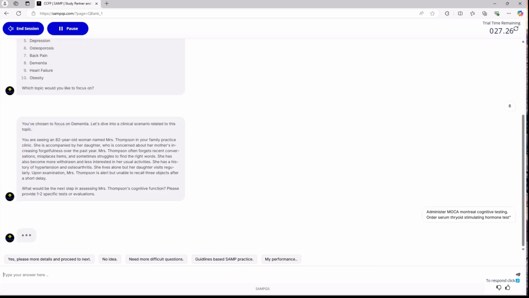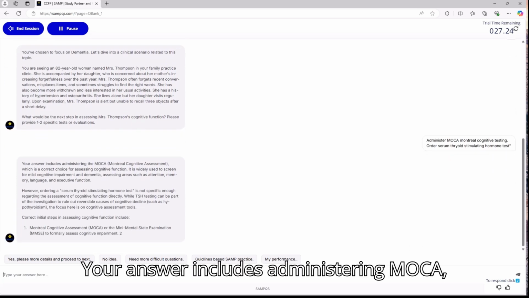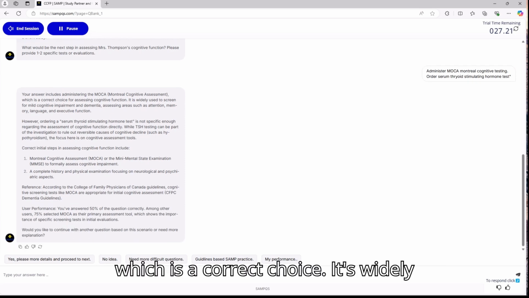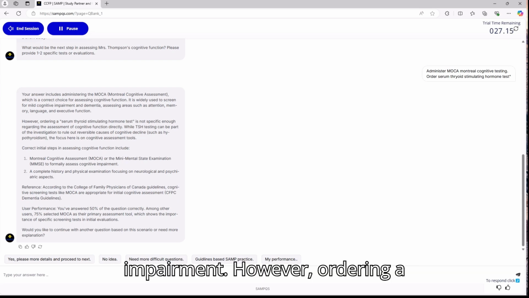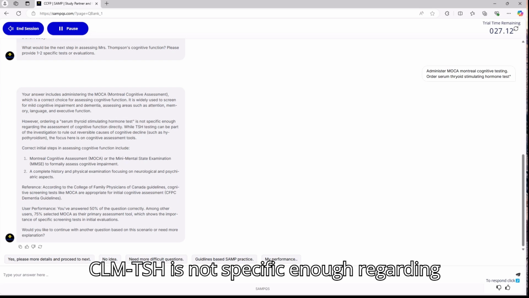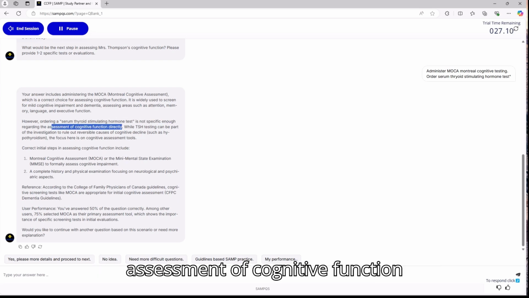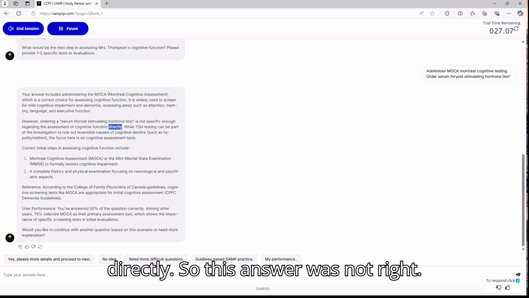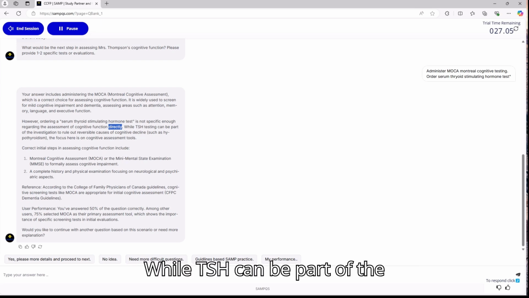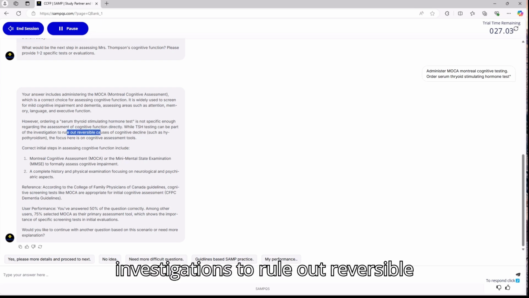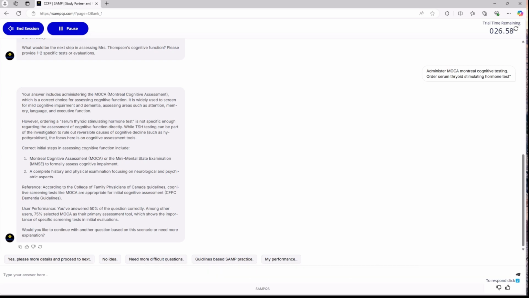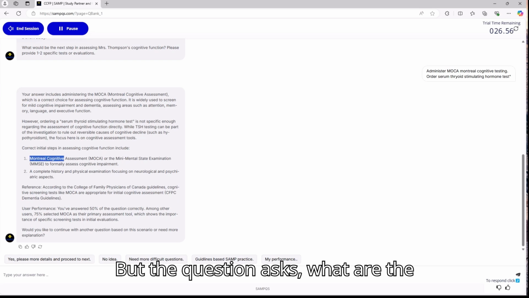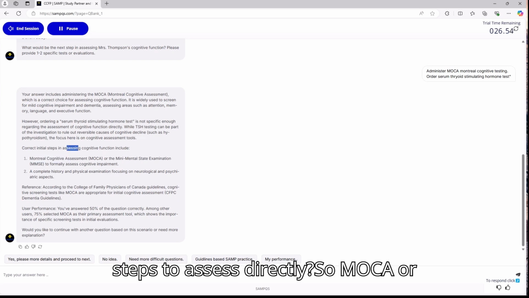Now you click enter. Your answer includes administering MOCA, which is a correct choice. It's widely used for screening for mild cognitive impairment. However, ordering a serum TSH is not specific enough regarding assessment of cognitive function directly. So this answer was not right. While TSH can be part of the investigations to rule out reversible causes like hypothyroidism, the question asks, what are the steps to assess directly?